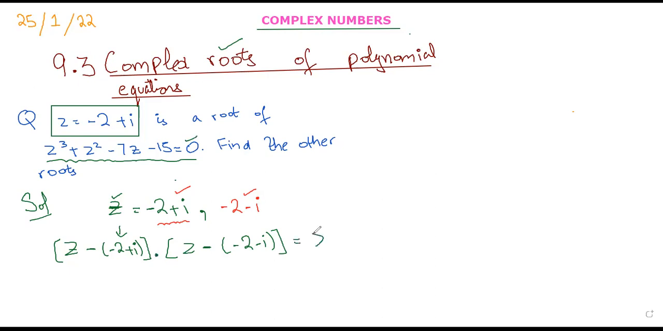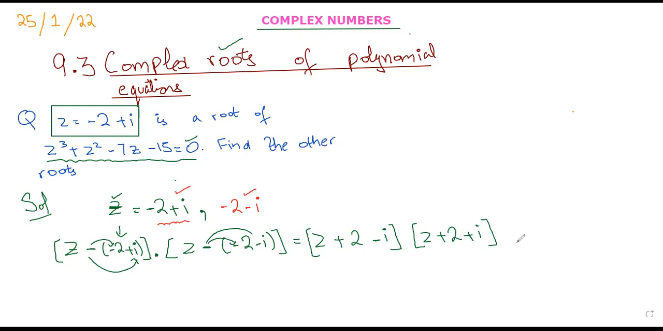So this means that we have z minus into -2 becomes +2, minus into plus iota becomes minus iota. This is the first factor, and then for the second factor we have z minus into minus is +2, minus into minus iota is plus iota, right? Is this clear? Yes. Okay.